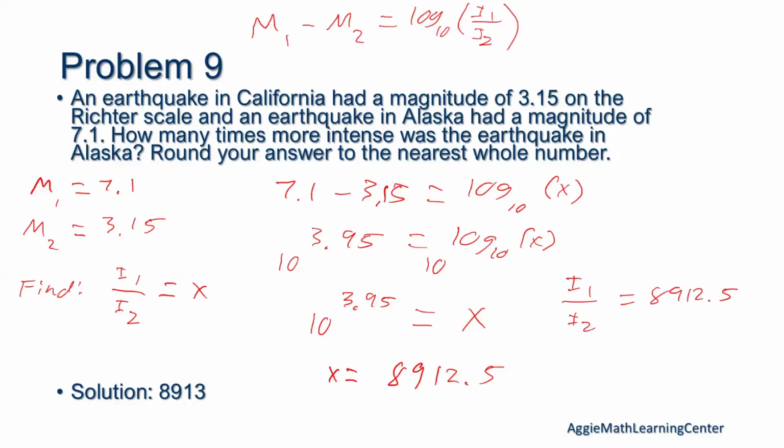If you were to make it so it's not a fraction, you're saying I1 equals 8,913 times I2. So you're saying the intensity of Alaska, because that's what we said 1 is, is equal to 8,913 times that of California. Perfect. That makes sense.